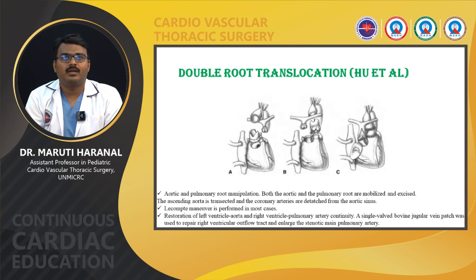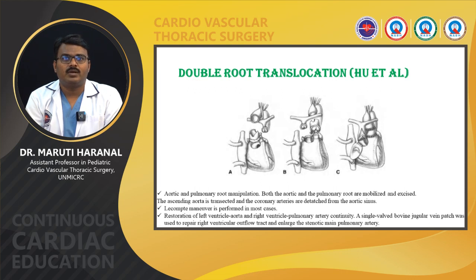Hu et al. developed a technique called double root translocation for patients with DORV-VSD-PS, in which aortic and the pulmonary root are mobilized and excised. The ascending aorta is transected and the coronary arteries are detached from the aortic sinus. Majority of the cases require Lecompte maneuver.